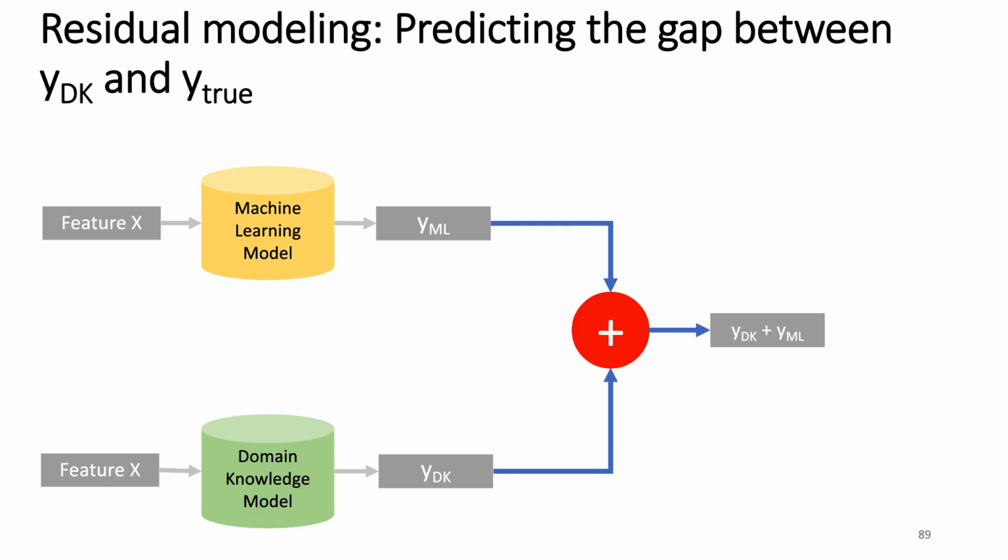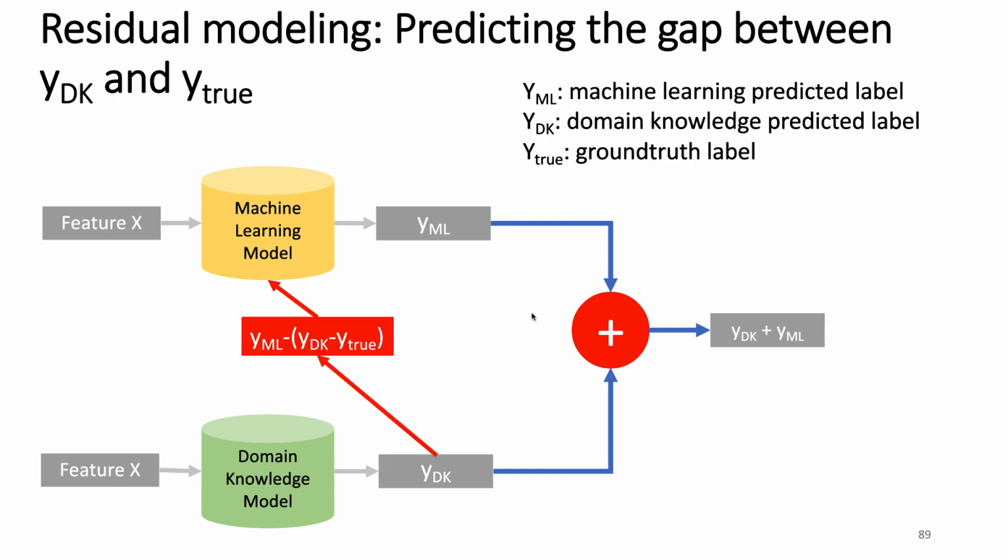Yes, it is. So here we just try to utilize the domain knowledge model prediction as part of the final prediction. And we hope that we can use the machine learning model only to predict the gap between the domain knowledge model and the true prediction, which is we actually use the loss like this, where the ML only tries to minimize the gap between the domain knowledge model and the ground truth prediction. So that's why we call this residual modeling. Instead of directly predicting the y true, we are now trying to predict the residual.